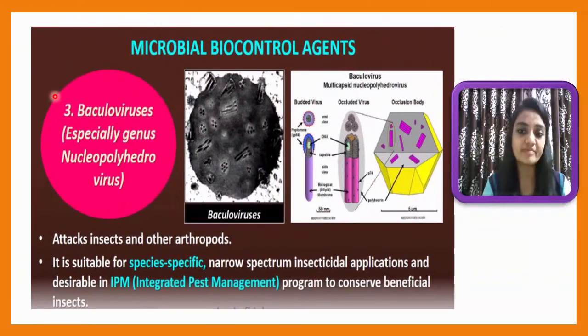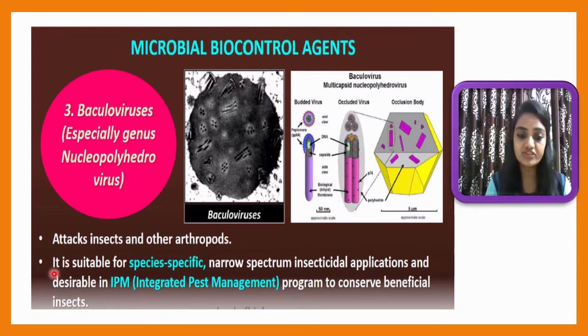The third important biocontrol agent is a virus, that is Baculovirus, especially the genus Nucleopolyhedrovirus, which is included in the Baculovirus family. Here you can see the structure of a Baculovirus. These are all structures of a Baculovirus. You can see a multicapsid type of Nucleopolyhedrovirus. It will attack insects and other arthropods, and it is very harmful to insects and other arthropods which are harmful to the crop.